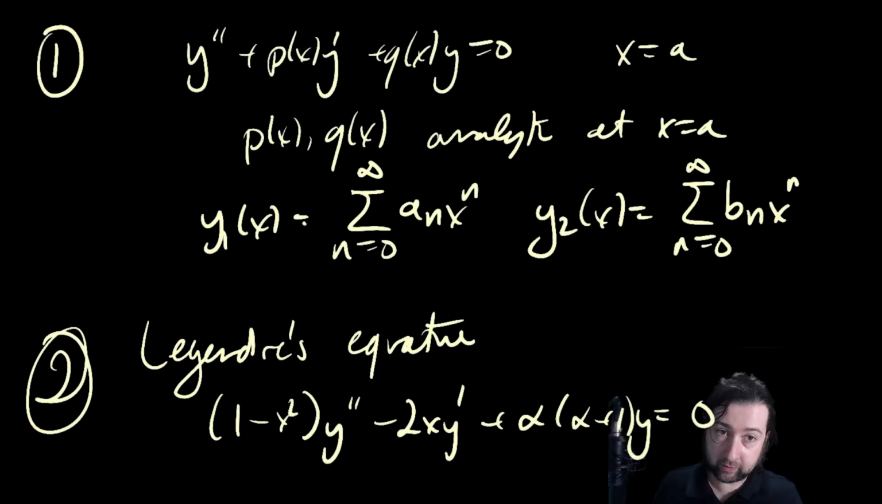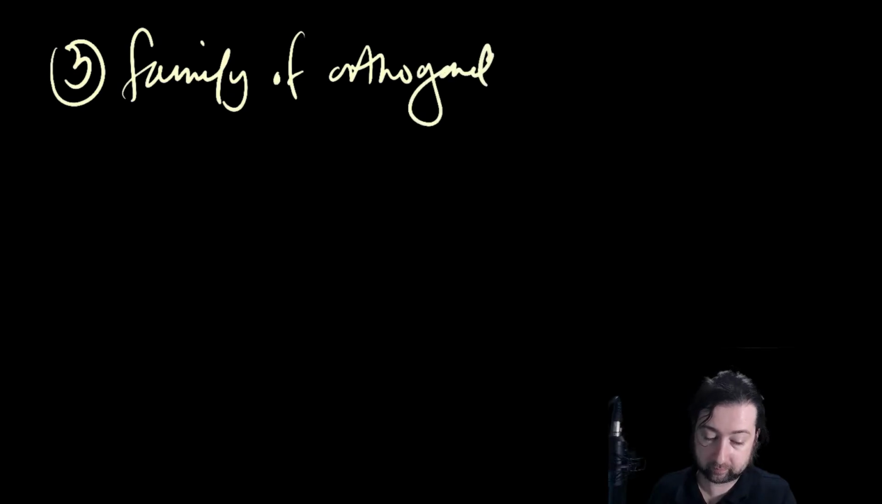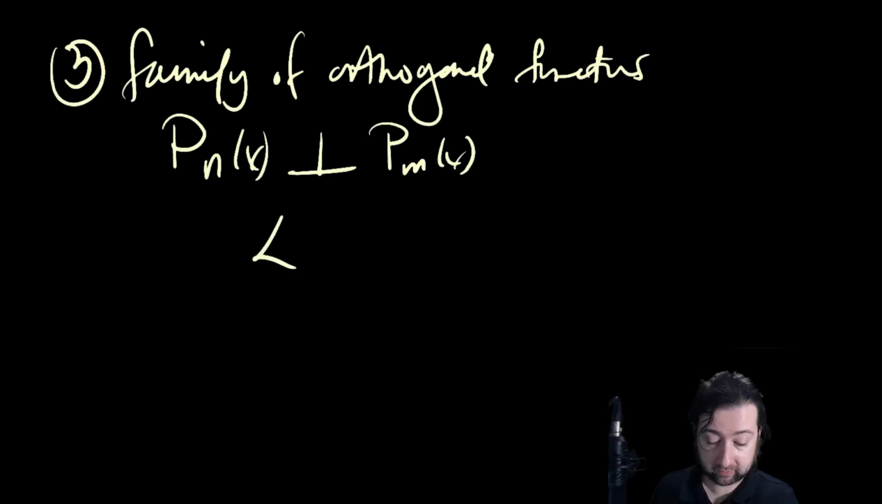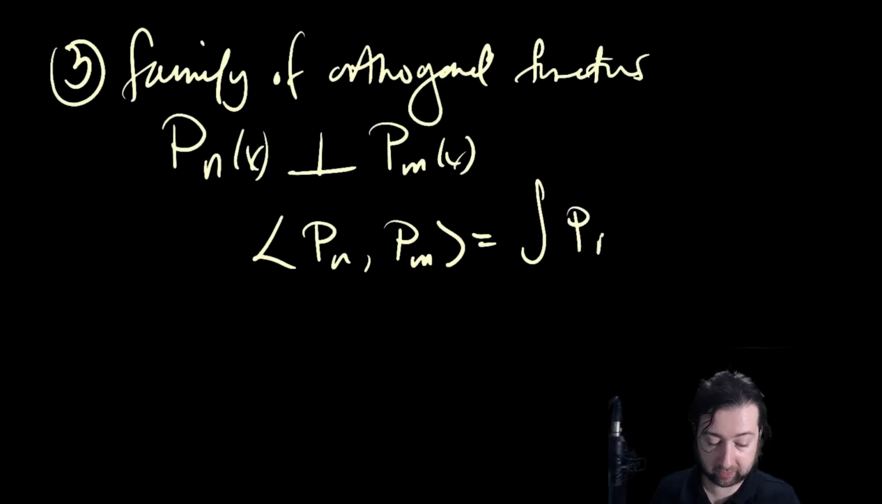So first we developed a technique for solution, then we applied it to an equation, and the consequence that we got from applying the series method to that equation was a family of orthogonal functions called the Legendre polynomials, Pn of x, that have the property that Pn of x is orthogonal to Pm of x for the inner product where Pn, Pm is equal to the integral of Pn of x times Pm of x dx.